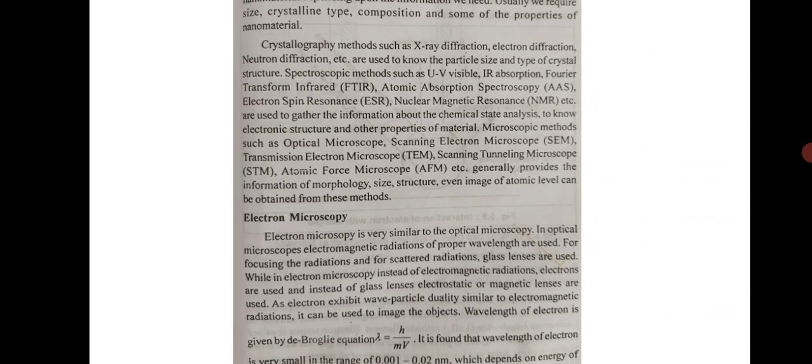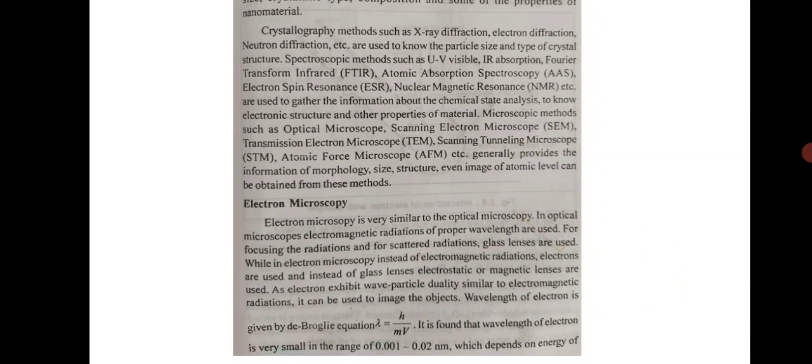Electron microscopy. Electron microscopy is very similar to optical microscopy. In optical microscopes, electromagnetic radiation of proper wavelength is used, and glass lenses are used to focus the radiation and the scattered radiation. While in electron microscopy, instead of electromagnetic radiation, electrons are used, and instead of glass lenses, electrostatic or magnetic lenses are used. As electrons exhibit wave-particle duality similar to electromagnetic radiation, they can be used to image objects.